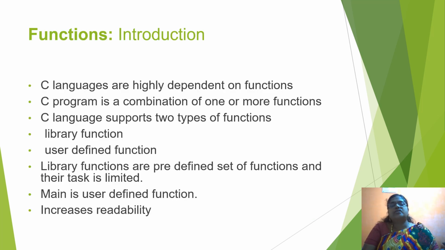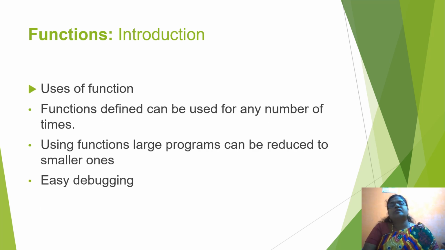So next, functions introduction. C language is highly dependent on functions. A C program is a combination of one or more functions. C language supports two types of functions: library functions and user-defined functions. Library functions are a predefined set of functions and their task is limited. main is a user-defined function. Functions increase readability. Uses of functions: a defined function can be used any number of times. Using functions, large programs can be reduced to smaller ones, and debugging is easy.